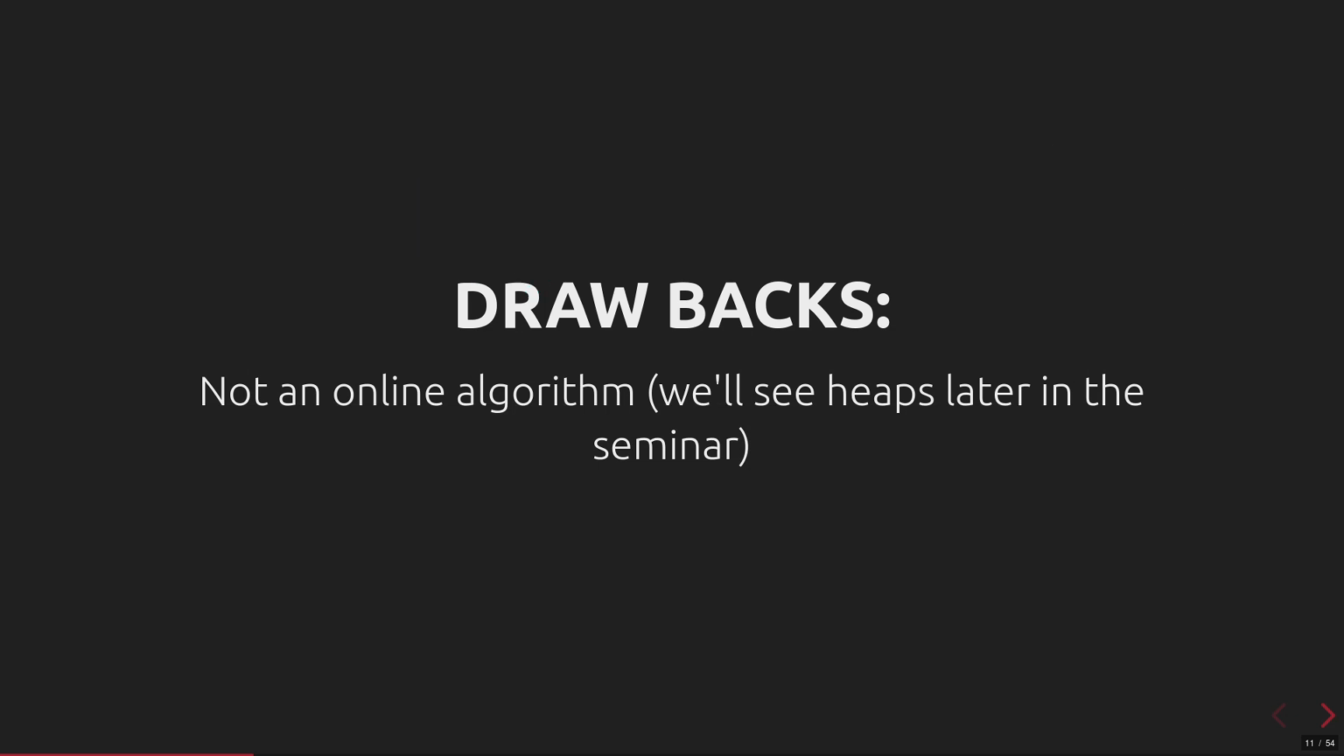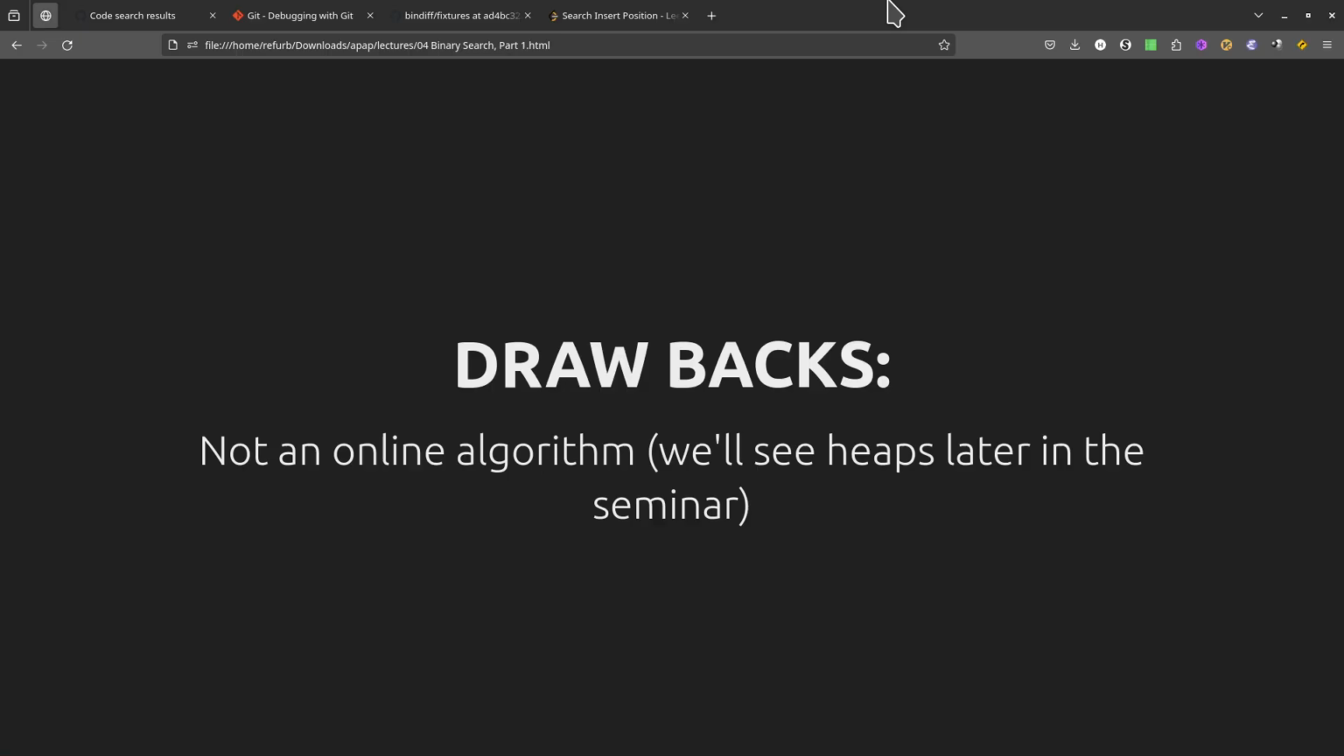All right, let's note some drawbacks. It's not an online algorithm. For online sorting, for getting elements sorted as they stream in, we'll talk about these things called heaps and priority queues later. It's also possible to use balanced binary trees to acquire a similar kind of performance as heaps.